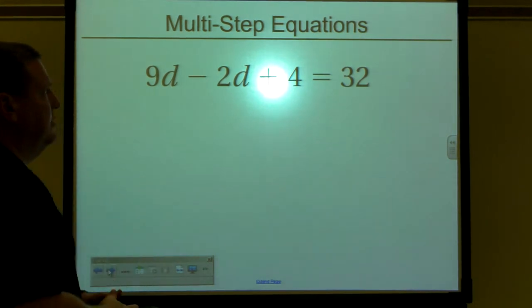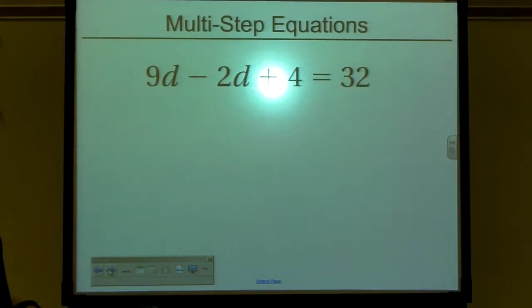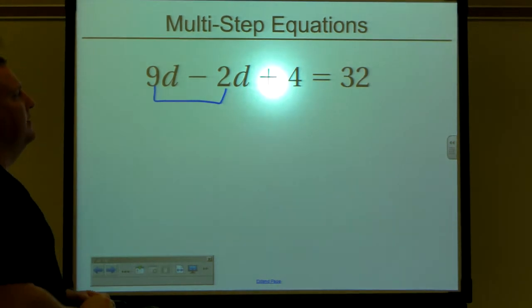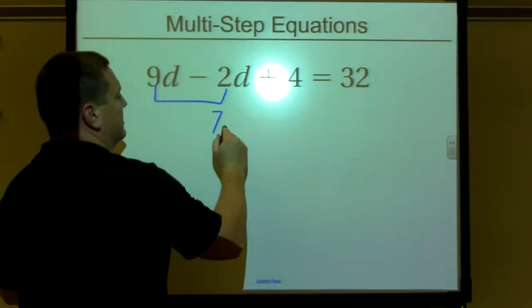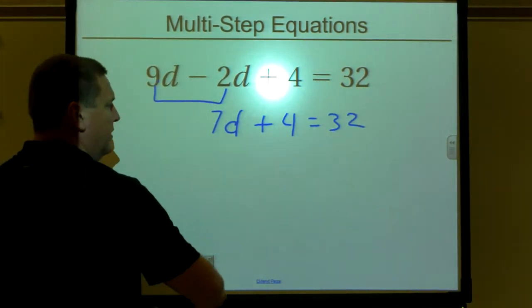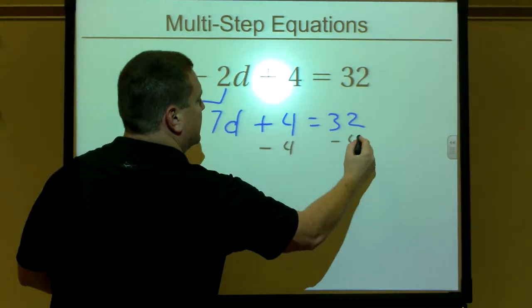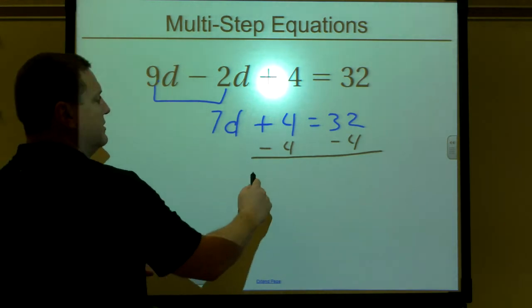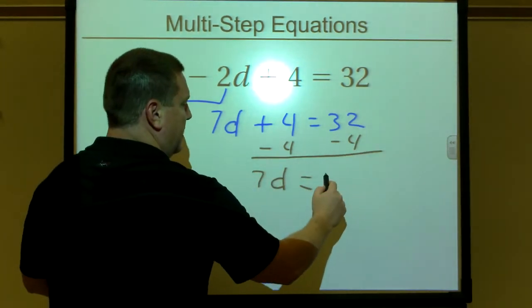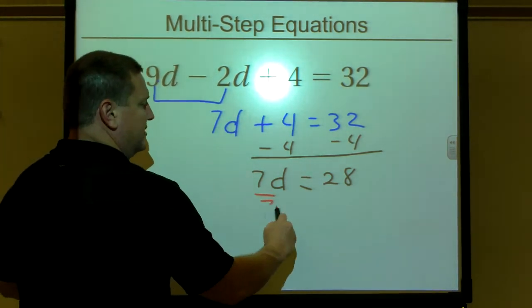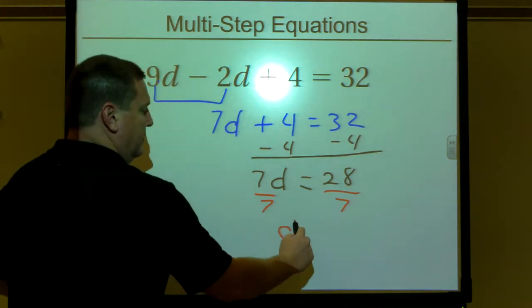If you think you know how to do this now, go ahead and pause the video and give this one a shot. There's no distributing in this one, so it should be relatively easy. If you have a solution now, the first thing we do is combine like terms. So 9d minus 2d leaves you with 7d plus 4 is equal to 32. And we're going to subtract 4 from both sides, because remember we're doing reverse PEMDAS when we have all the variables on one side. So I have 7d is equal to 28, and then divide by 7 on both sides, and d will end up equaling 4.